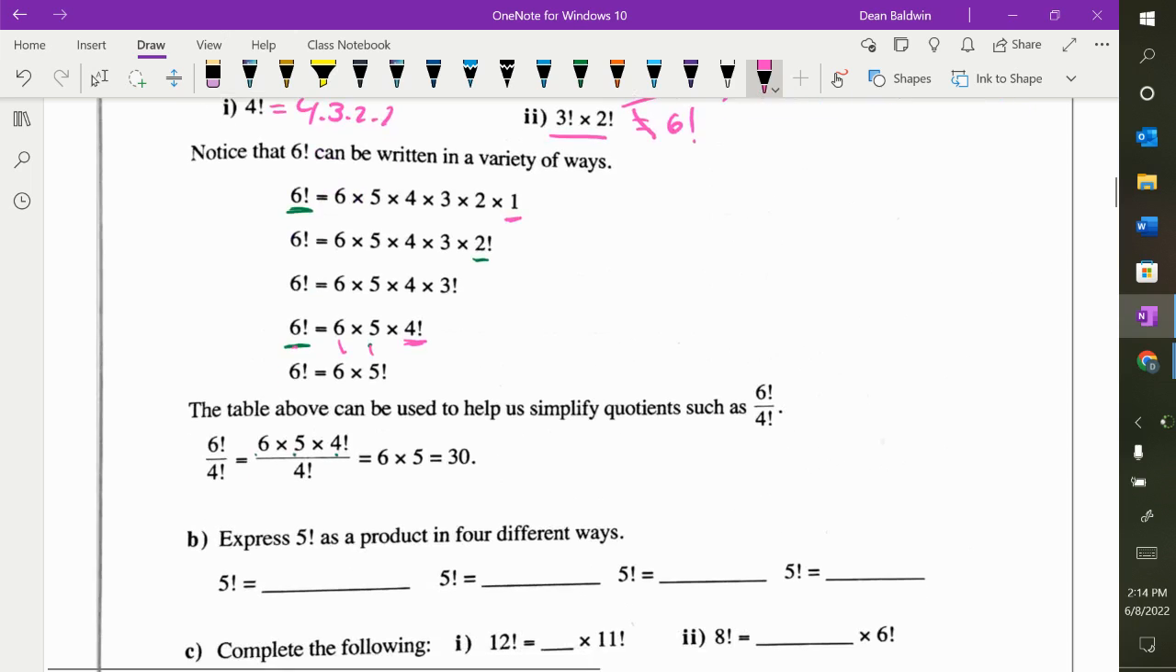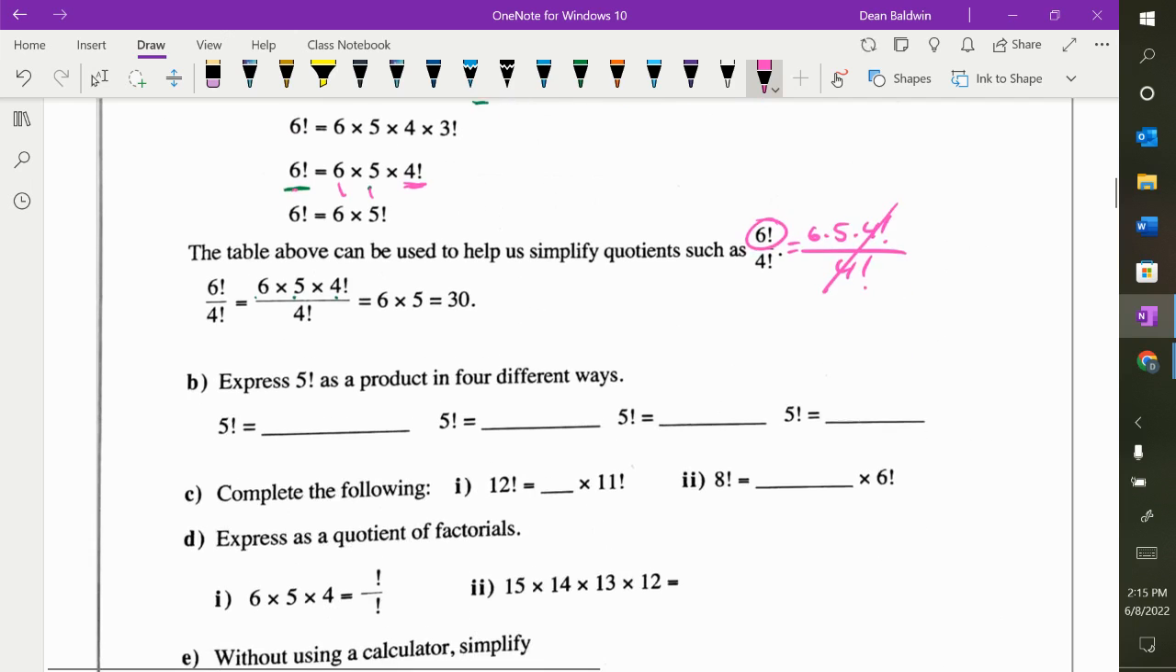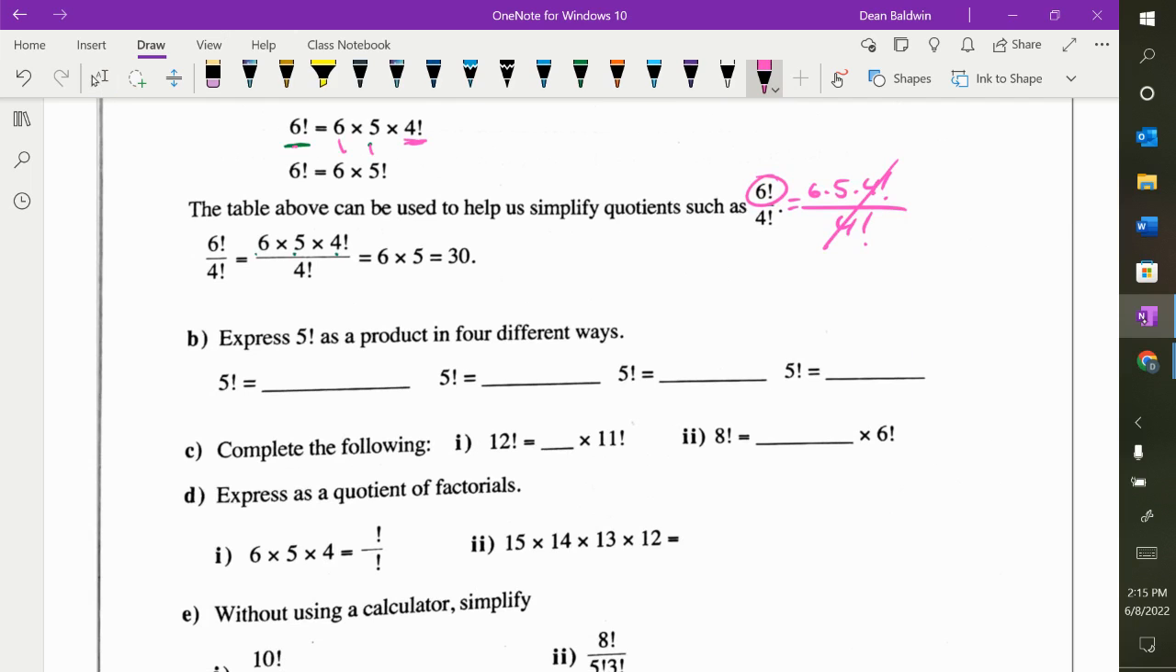So if I have 6 factorial over 4 factorial, that does not equal 3 halves factorial. It doesn't reduce, okay? So what you do is you rewrite the 6 as 6 times 5, and then when you get to 4 factorial, you stop because they cancel out. I know, just blew your minds, didn't I? All right, we're going to cross all that stuff out.